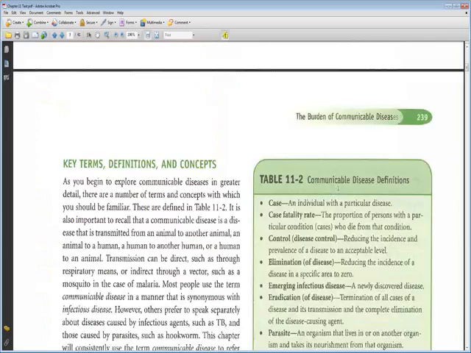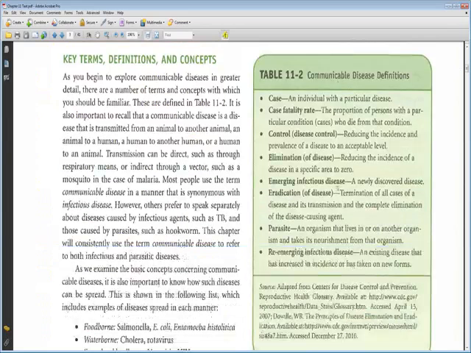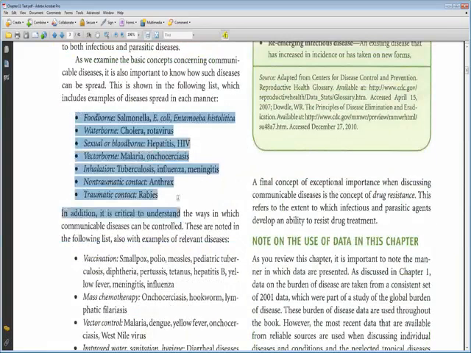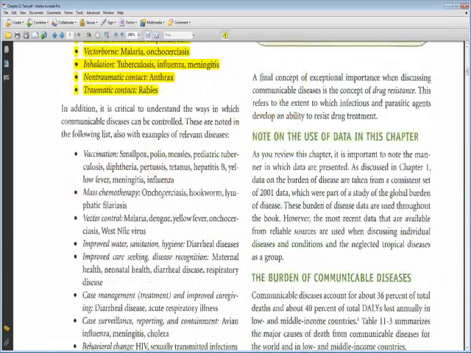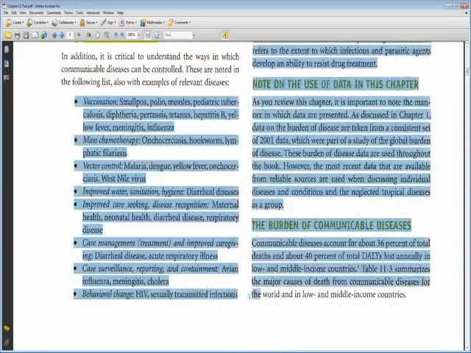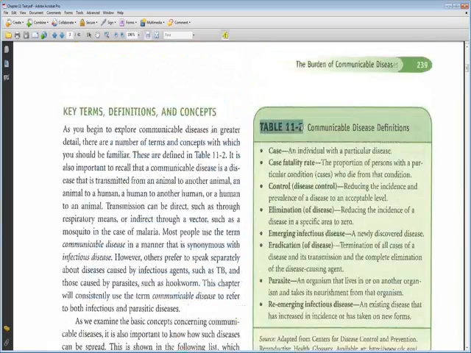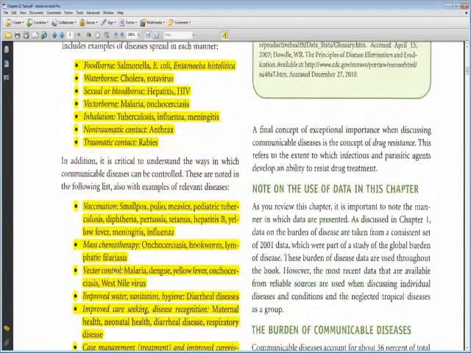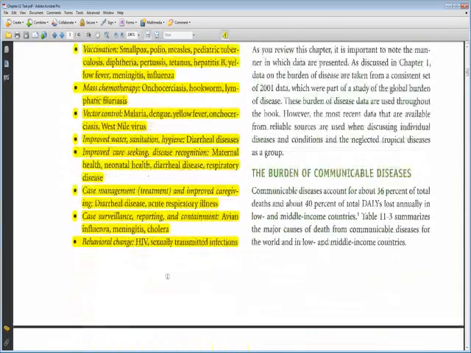On the next page, we talk about some key terms and concepts. So these bullets are really important to have an understanding of before you get into this chapter. And I'm going to highlight these bullets as well. And then at the top of this, table 11.2. Now go through and make sure you have a good understanding of these and read these a few times so that when they come up in the text in this chapter, it's going to make sense to you.